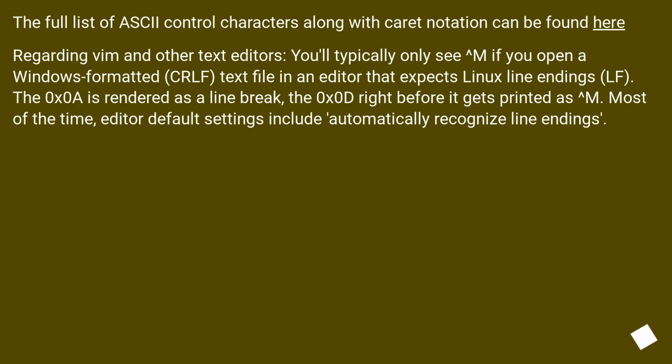The full list of ASCII control characters along with caret notation can be found here. Regarding Vim and other text editors, you'll typically only see ^M if you open a Windows formatted CRLF text file in an editor that expects Linux line endings, LF. The 0x0A is rendered as a line break, the 0x0D right before it gets printed as ^M. Most of the time, editor default settings include automatically recognizing line endings.